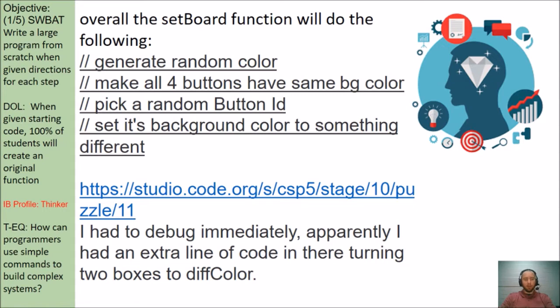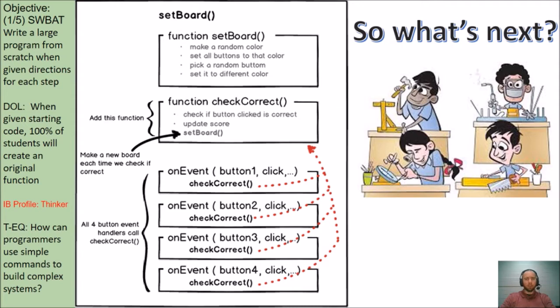And just so you know, I couldn't walk you through each step because I don't think that'd be very helpful to you to just copy what I'm doing. But it'd be good for you to see some of the mistakes I make. Like I had to debug immediately while creating this program. Apparently I had an extra line of code in there that was turning 2 boxes to a different color. So I make mistakes still to this day. I just want to encourage you not to get down if you're struggling.